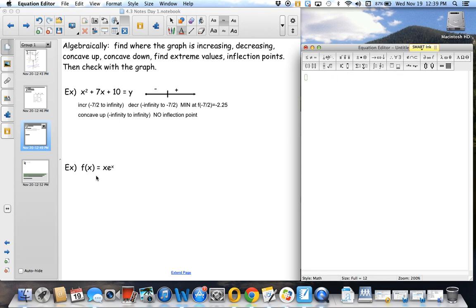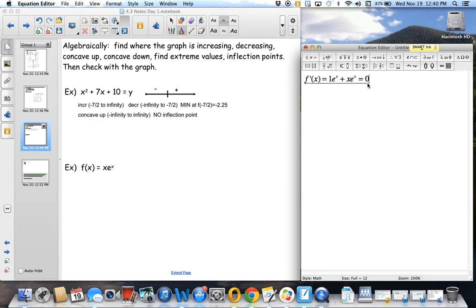Okay, next example. f of x equals x times e to the x. Now on this one we're going to need the product rule. So let's go ahead and take the derivative. The derivative of f of x is going to be the derivative of the first, 1, times the second, e to the x, plus the first times the derivative of the second, which is going to be e to the x. That function is defined everywhere, but we can set it equal to 0.